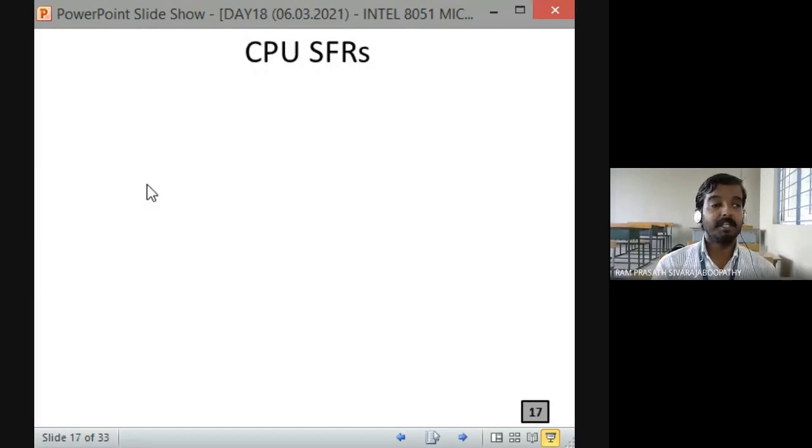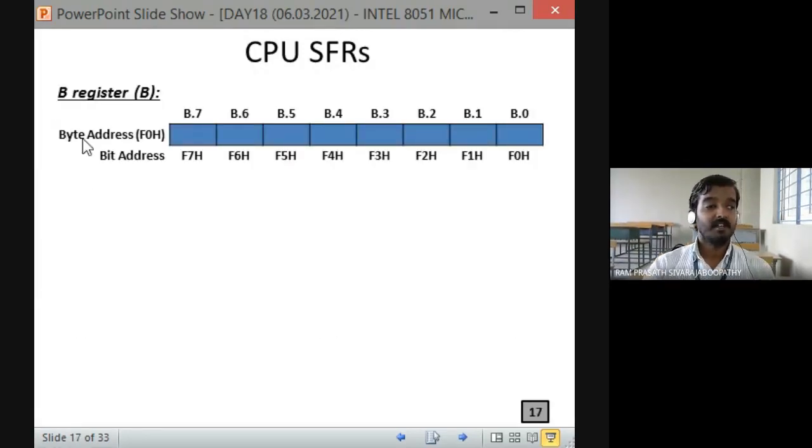Fine. Next, the B register. Its byte address is F0, and bit addresses are F0, F1, F2, F3, F4. Both can be used in a program. B.0 indicates bit 0 of the B register. B.1 indicates bit 1 of the B register. B.7 indicates the 7th bit of the B register. So you can use this notation, or else you can use the bit addresses F0, F1. When you start writing programs, you can understand what I am saying.